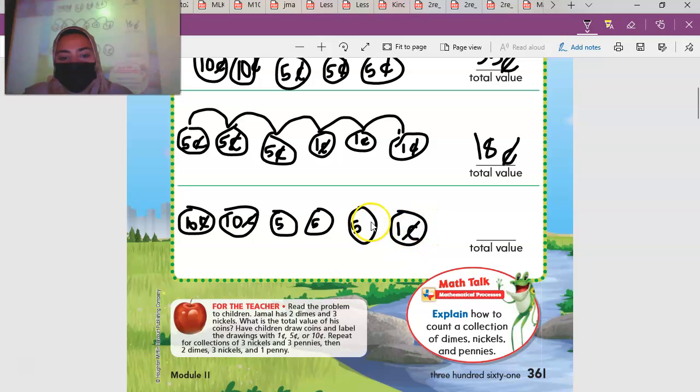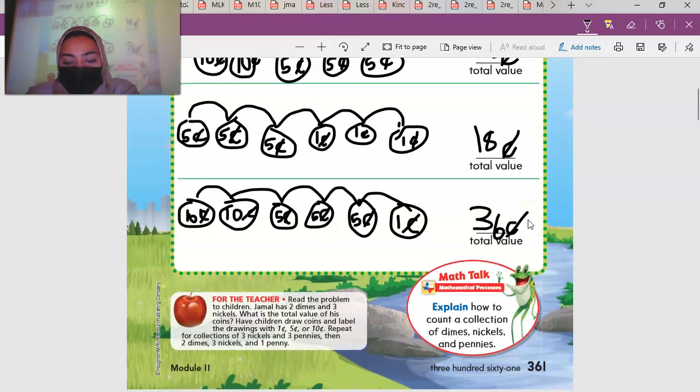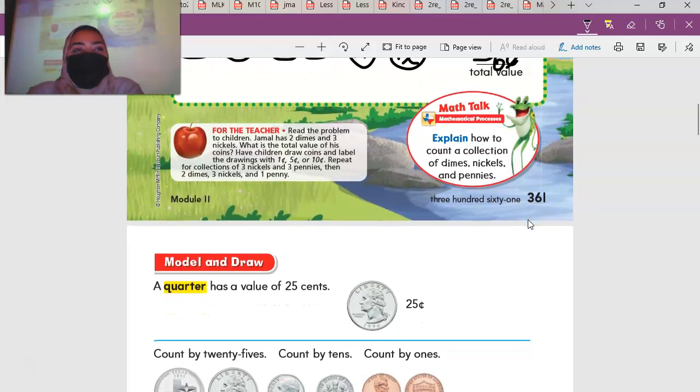Just going to go through and draw my little cent signs. They already have it in order from largest to smallest value. All I have to do is count. 10 plus 10 is 20, and now 20 plus 5 is 25, 30, 35, 36. So there is a total value of 36 cents. All right, pretty easy schmeezy, lemon.